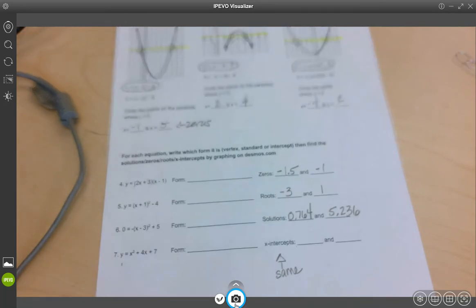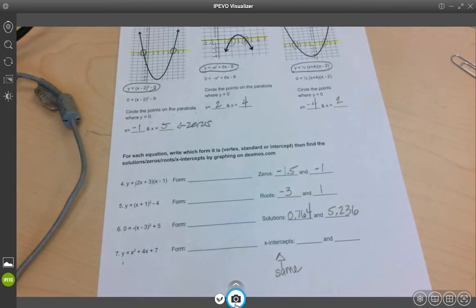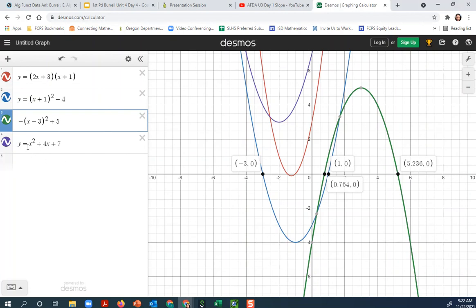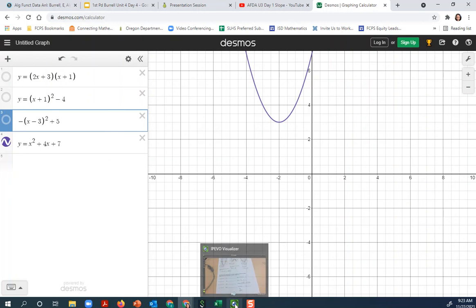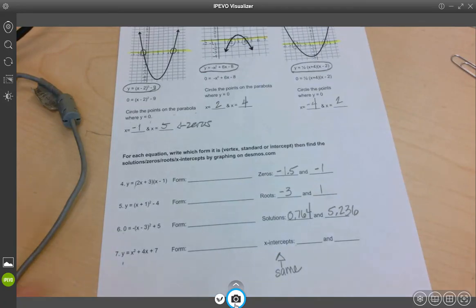Okay, and then how about the last one? X-intercepts. What did you notice about the last quadratic equation? Did it have x-intercepts? I heard a no. Let's take a look. Okay, the last one is purple. Let me turn all these others off. Does it have x-intercepts? No, it doesn't cross the x-axis. So it doesn't have x-intercepts, it doesn't have solutions, zeros, roots, it has none of those things. So we're just going to write no x-intercepts.